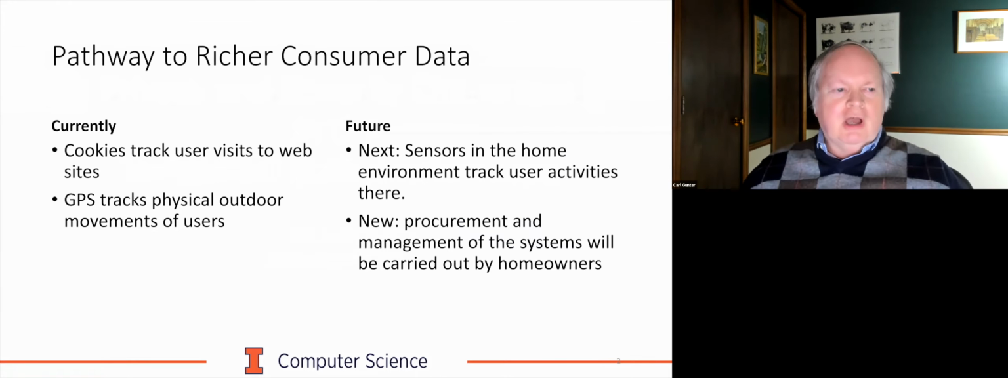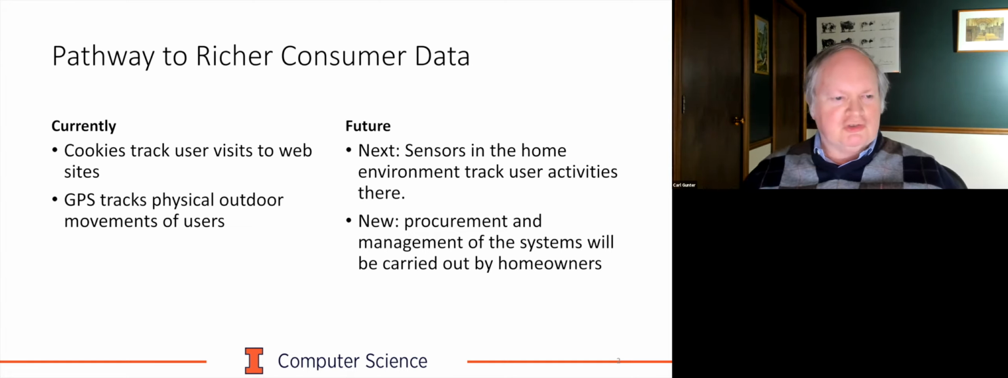So let's see, at the current time, we have great sophistication through the use of cookies to track user visits to websites and to make inferences from web searches. And then, following on that, there is GPS that tracks physical outdoor movements of users. And we have exploited a lot of what can be obtained from just these sources of information. And so I think a major trend we will expect to see is Internet of Things sensors in the home environment that track user activities there.